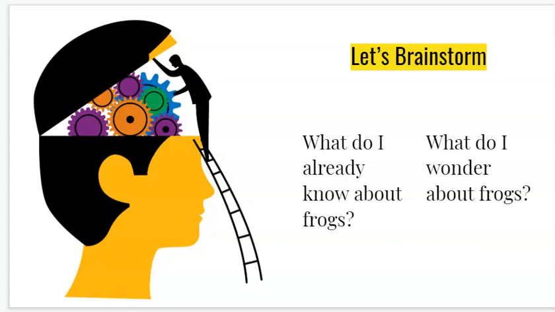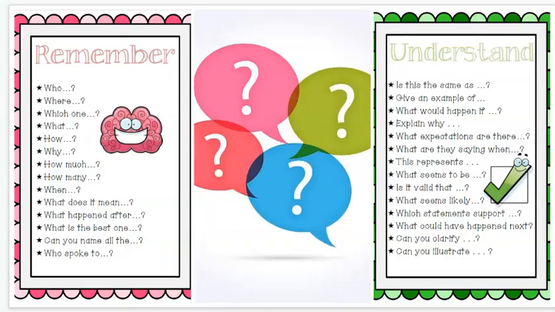Now, remember, when we ask questions or when we brainstorm about topics, we want to ask a question that really grows our brain. So we're not going to ask a question that requires a yes or no answer. We're going to ask a question like a W question: who, what, when, where, why, how, so that we can really think about our answer. Here are our question stems. Hopefully these look familiar to you.